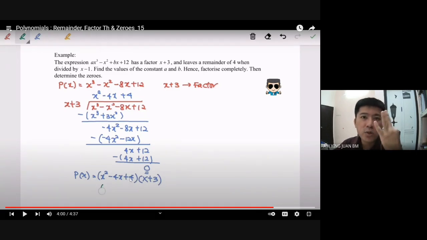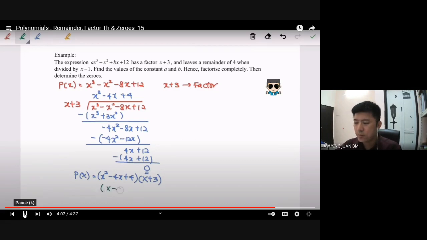Factorize kan? You got 3 situations. Number 1 is 2 distinct roots, seperti contoh yang saya tunjuk tadi. 2 distinct roots, berbeza. Second one is 2 equal roots. Okay, final one is no real root. So, kalau no real root, biarkan x squared tu. Teruskan ya. So, yang ini tak silap saya adalah 2 equal roots.